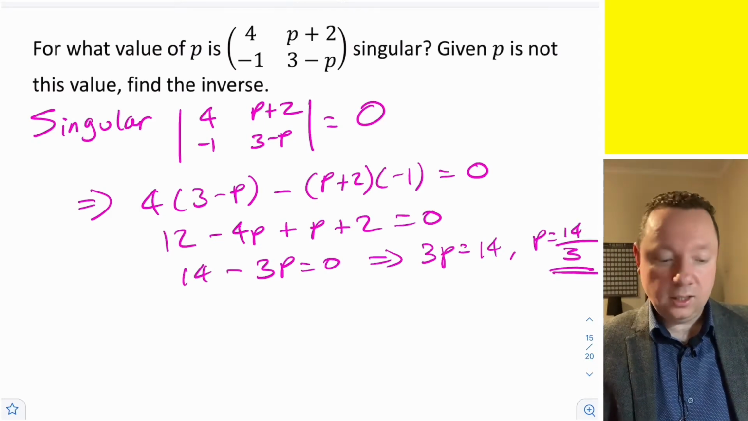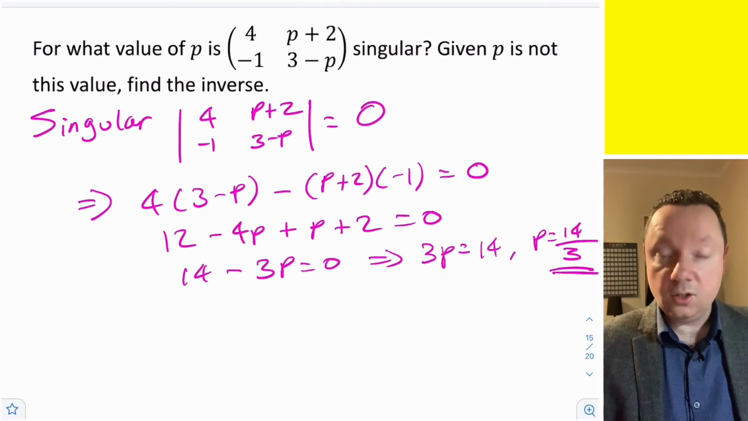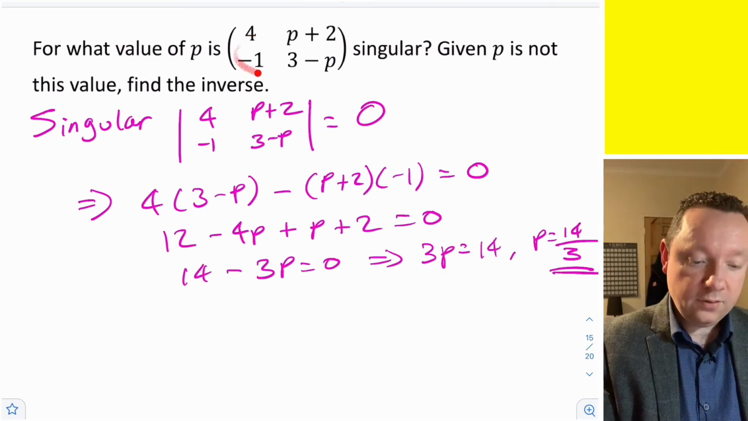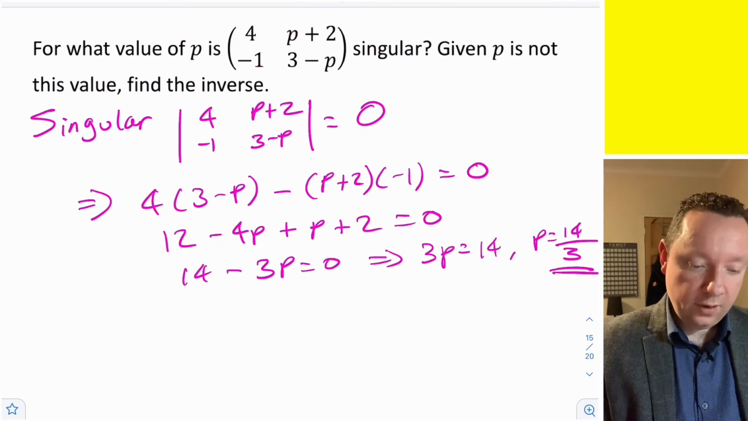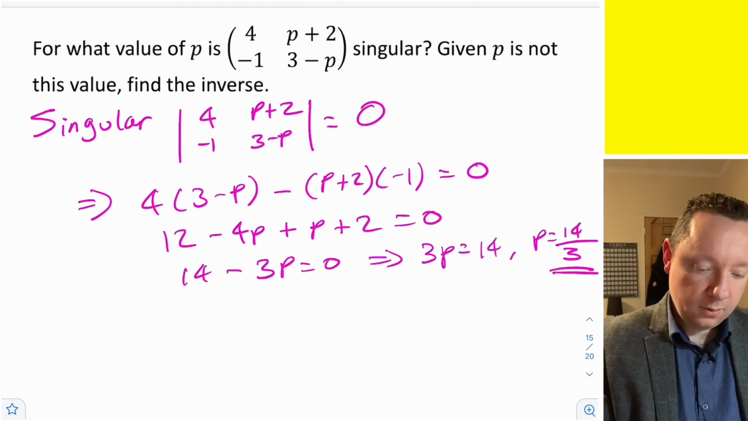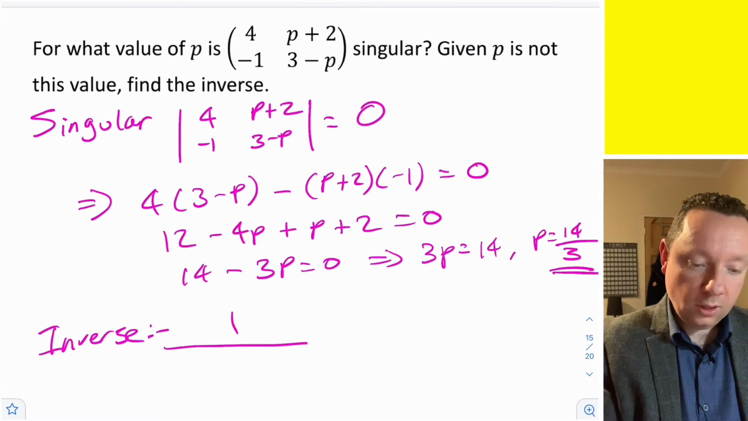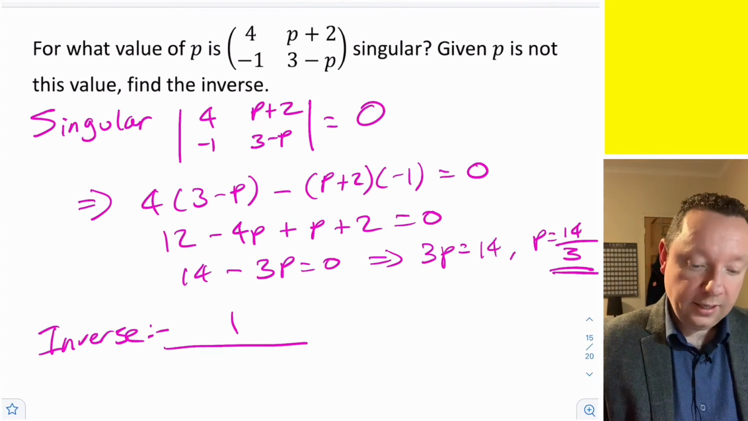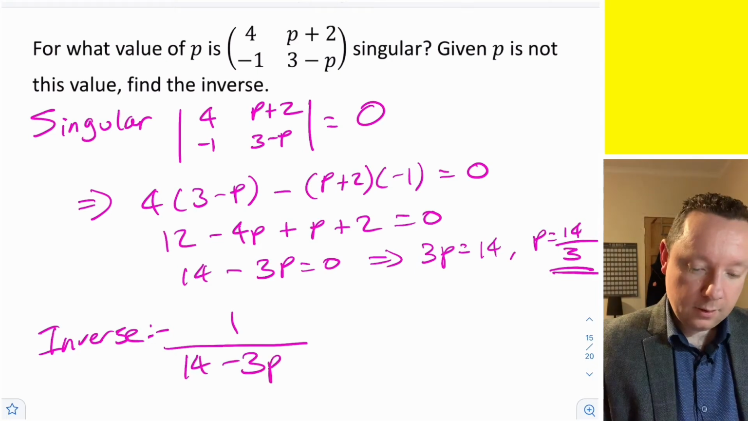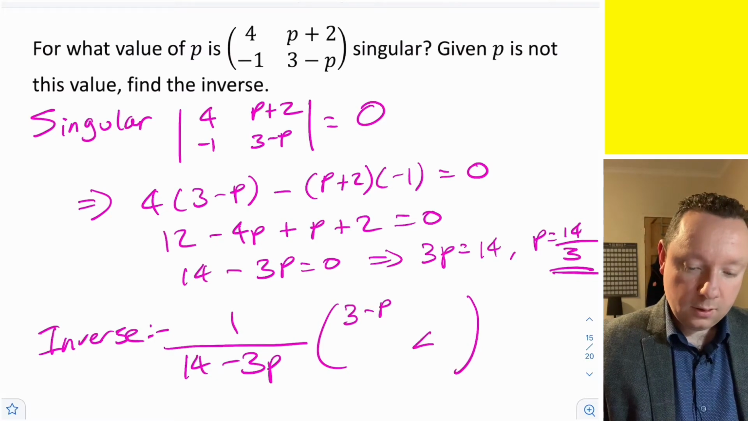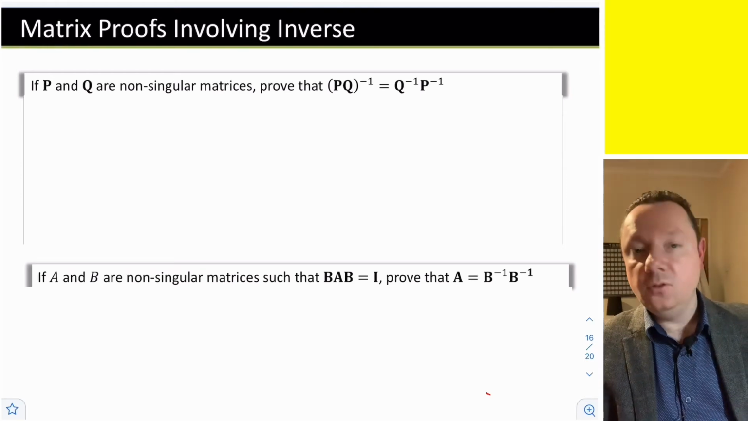And the next part of the question, given it is not this value, find the inverse. So if it's not that value, it's any of these values, so we'll just do it algebraically. So the inverse, remember, is 1 over the determinant. Well, we already know the determinant because we did that already here. It's 14 minus 3p. Times, swap these two, put a minus on the other two. And we're done.